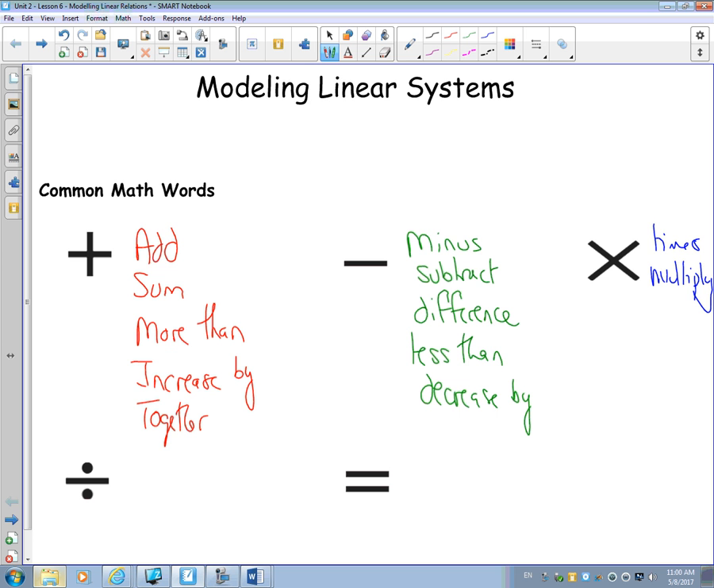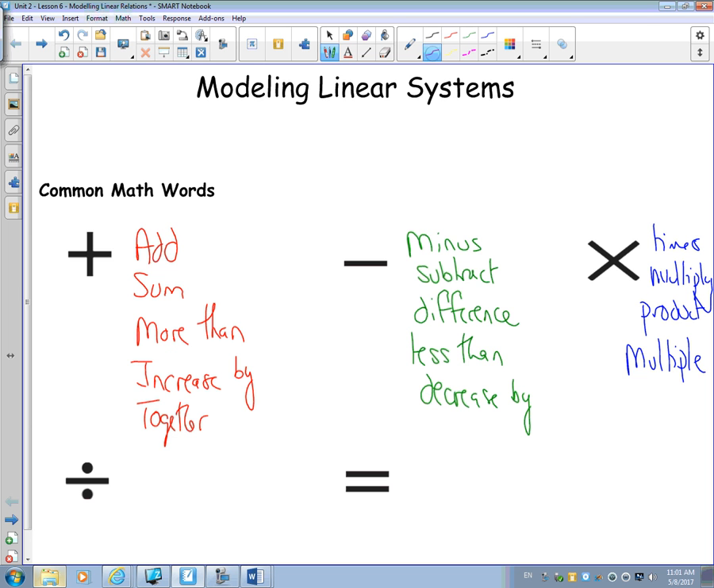In math, the word product means multiply. You could have the word multiple even. You could have time doubling or tripling. And it's a multiple of something. You don't see too many different words that we'll come across for that one.